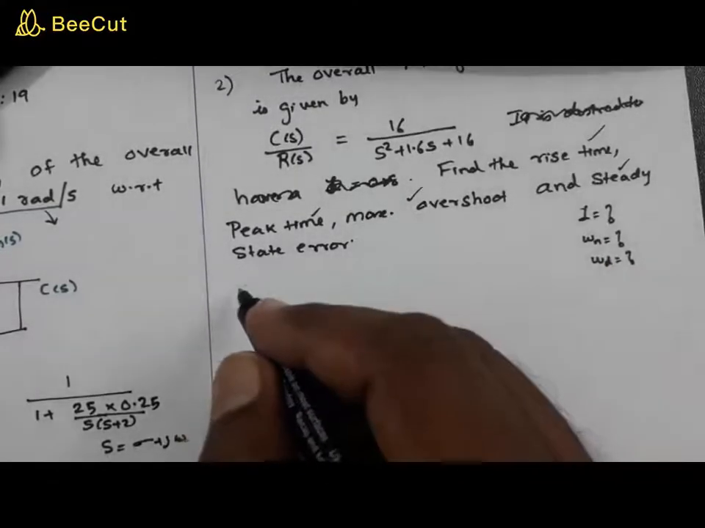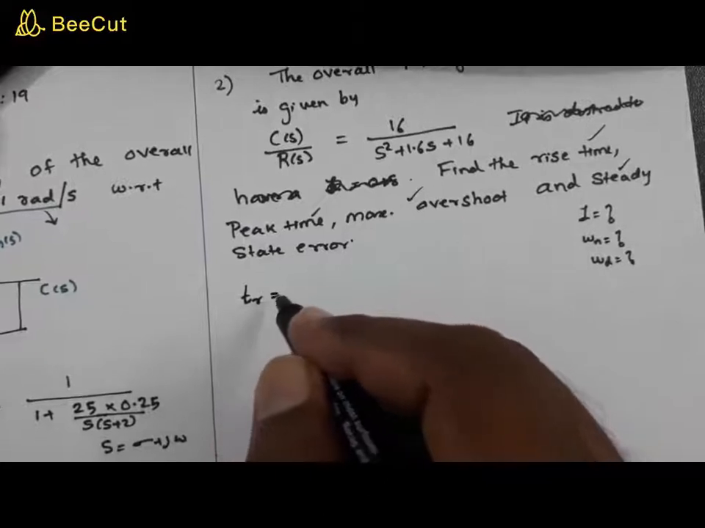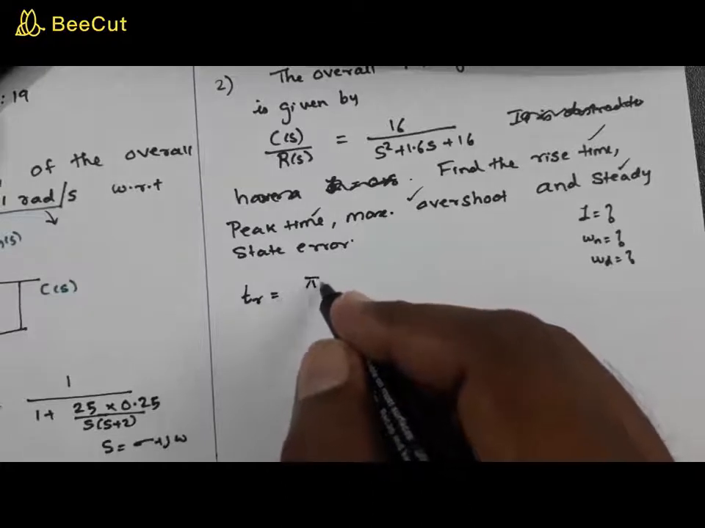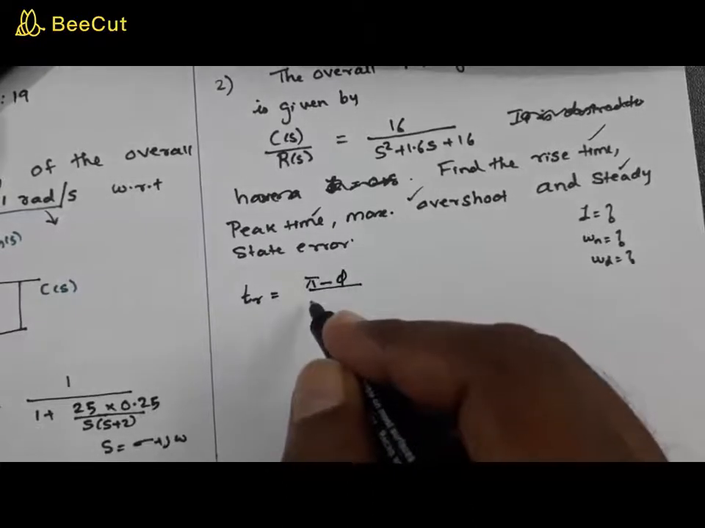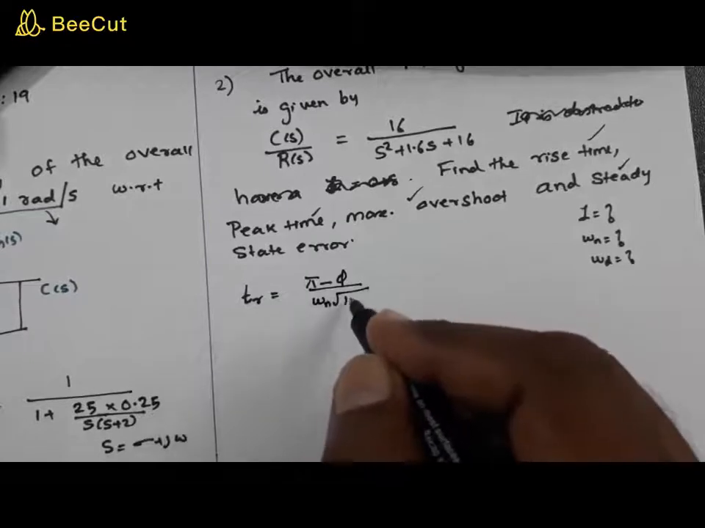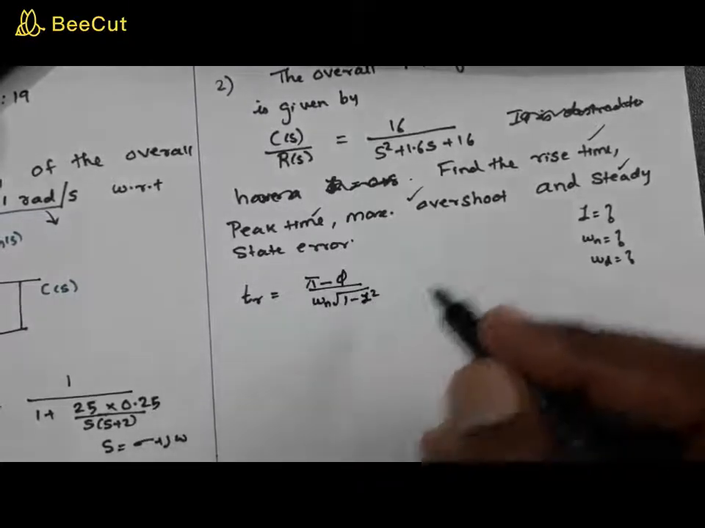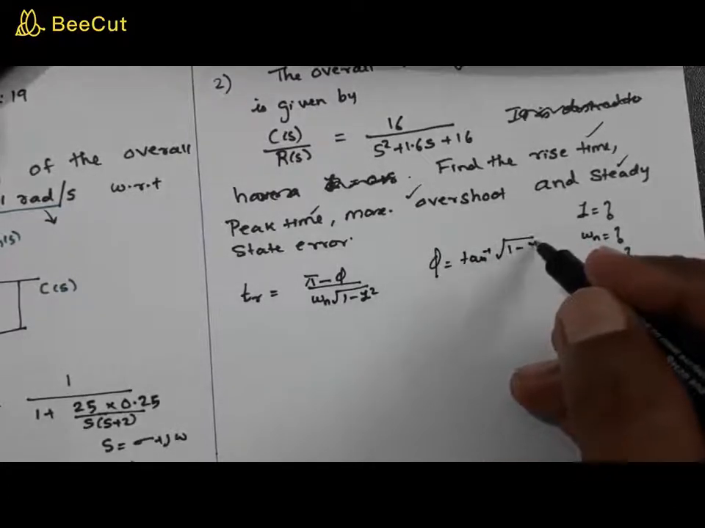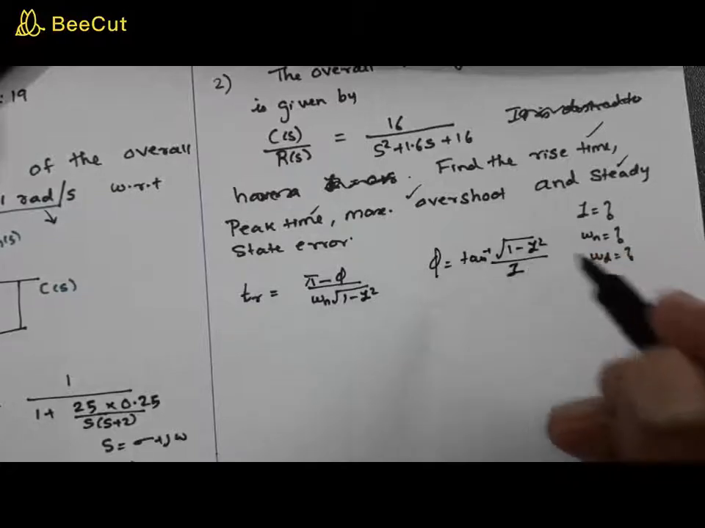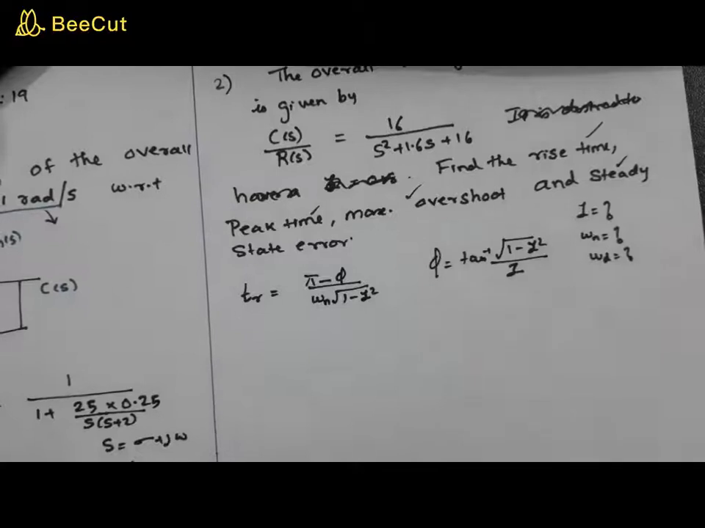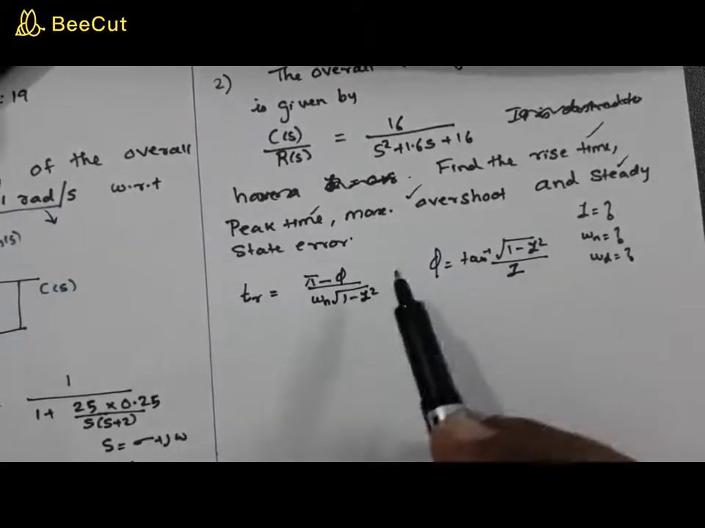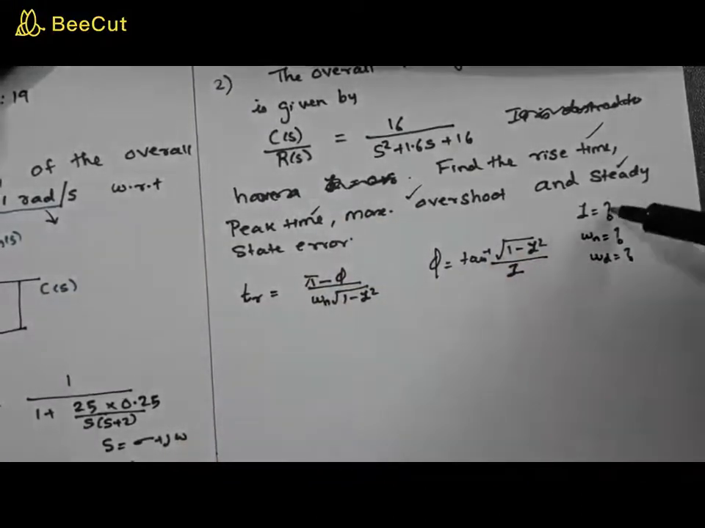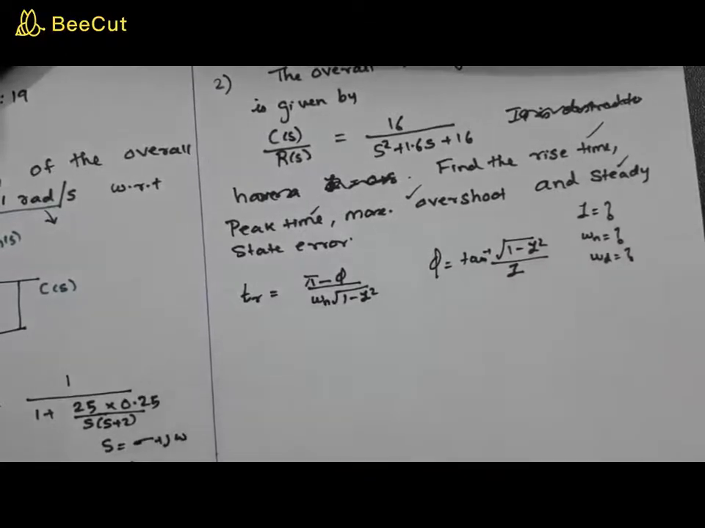For example, you know the rise time. The rise time, which you have already derived, is given by pi minus phi divided by omega n into root of 1 minus theta square, where phi is equal to tan inverse of root of 1 minus theta square by theta, right? But for this problem, a transfer function is given and we are not aware of theta or omega n. So how will you use this t r?